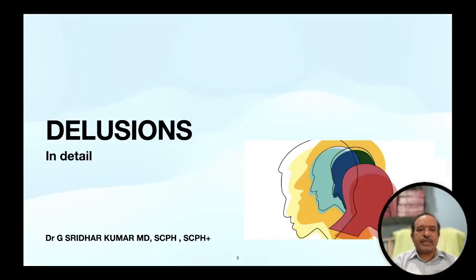So my topic is delusions in detail. How to take the rubrics of delusions in detail. I mean, how to analyze the delusions when you take the case history. When you see if there is any delusion, how to consider those delusions, or how easily we can analyze those delusion cases. I mean, rubrics.